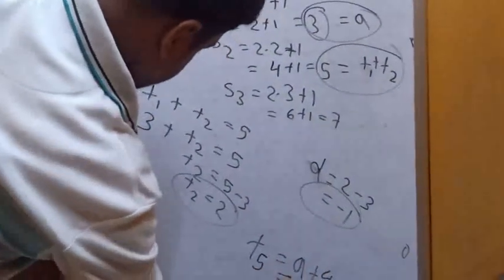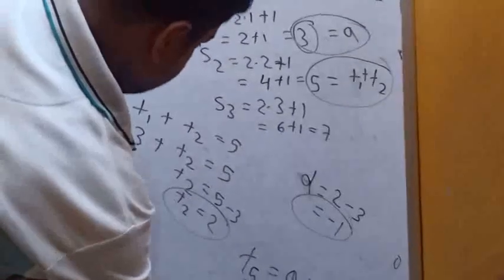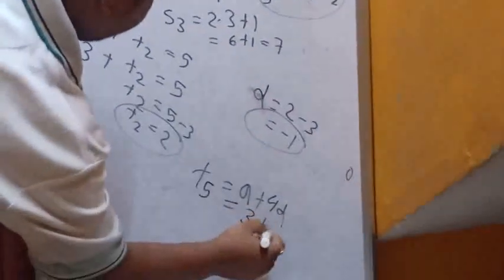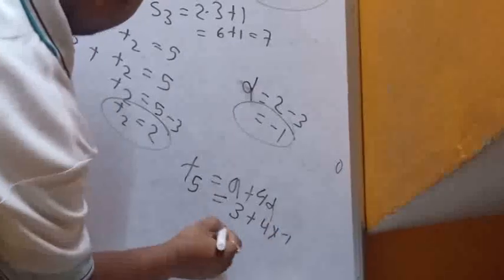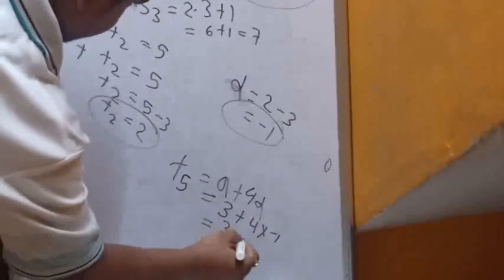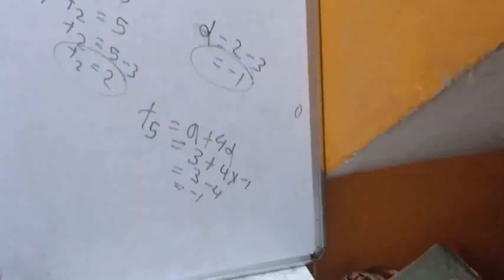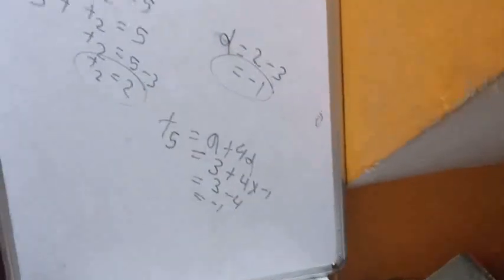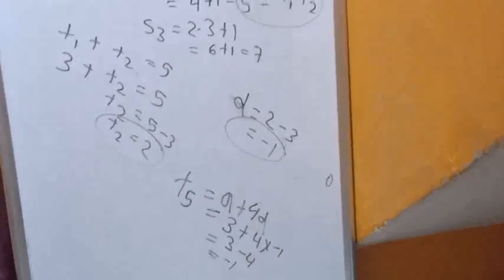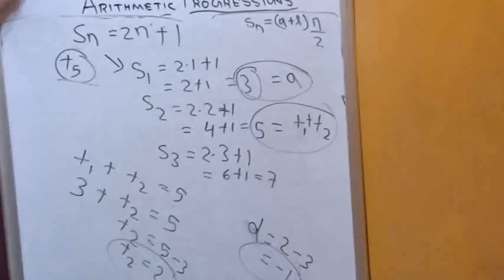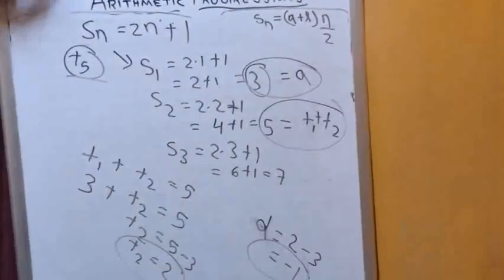T5 equals A plus 4D, can I write directly? A equals 3, 4 into minus 1 equals how much? 3 minus 4 equals minus 1. Okay, T5 equals minus 1. So this one is about your chapter Arithmetic Progression, just to see the example and solve the exercise.